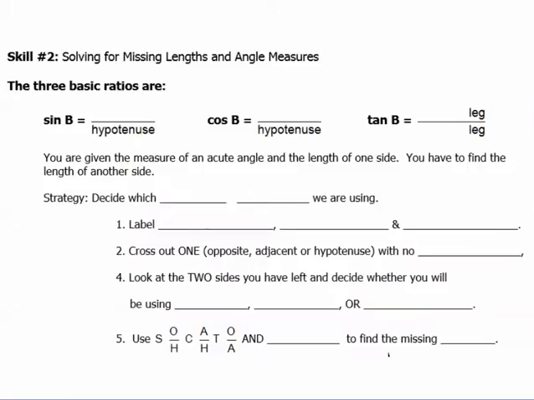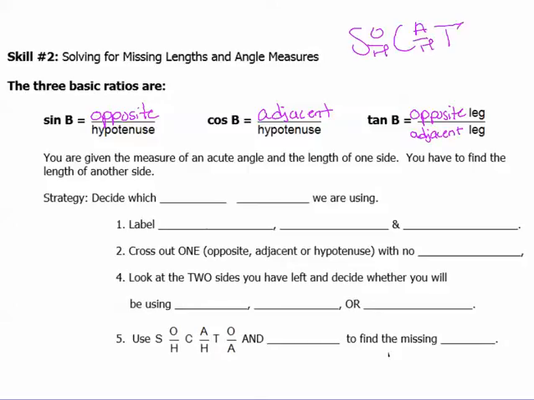So let's move on to actually using SOHCAHTOA. So our 3 basic ratios are opposite over hypotenuse, adjacent over hypotenuse, and opposite over adjacent. And we remember this with saying SOHCAHTOA. So in topic 5, we are doing the same exact steps. We need to decide which acute angle we are using. We have to pick an angle.